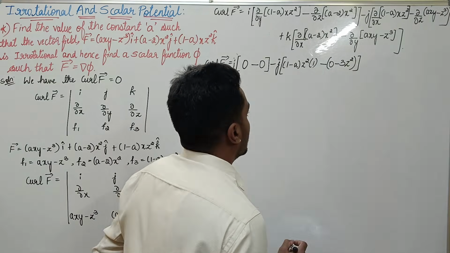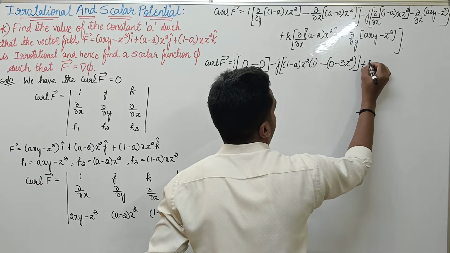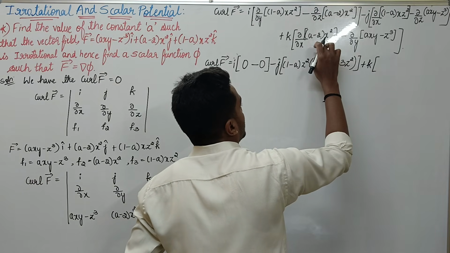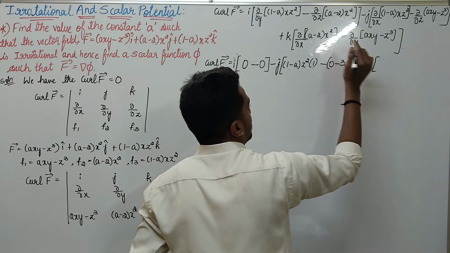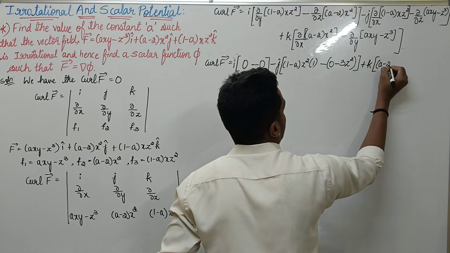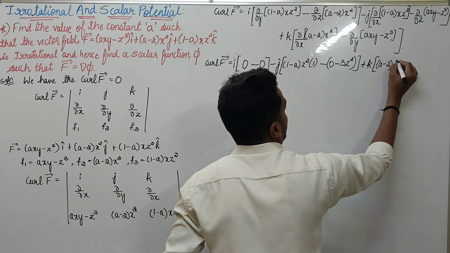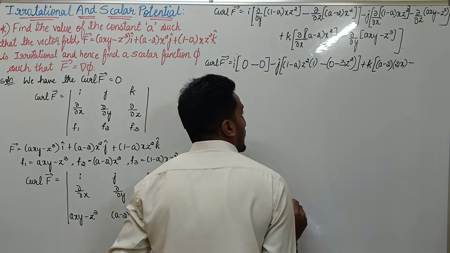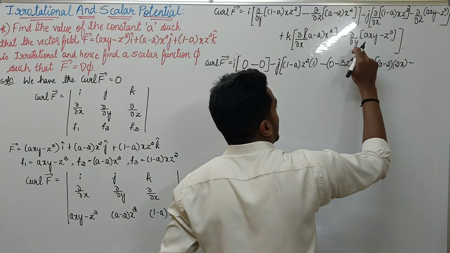Done with the j. Now let us go with the k. k component: I need to differentiate this whole term with respect to x. So a minus 2 remains constant. Differentiation of x square, you get 2x. Minus, now I need to differentiate this whole term with respect to y.